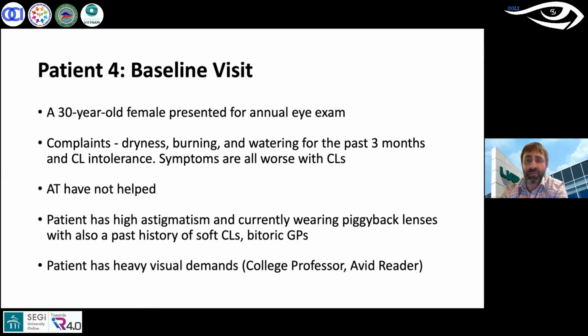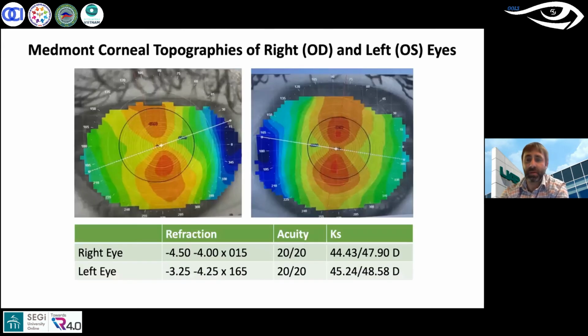She's tried a variety of things, such as artificial tears. That didn't help. She's tried a whole bunch of different contact lens options in the past. She's tried soft contact lenses, bitoric, gas permeable lenses, piggyback lenses, and it just wasn't doing it for her. This patient is someone who has very high visual demands, college professor, avid reader, so we need to make her be able to see well.